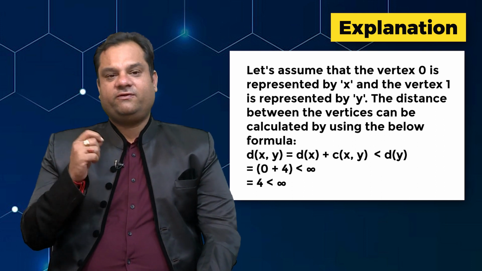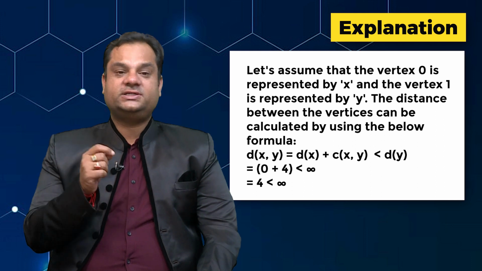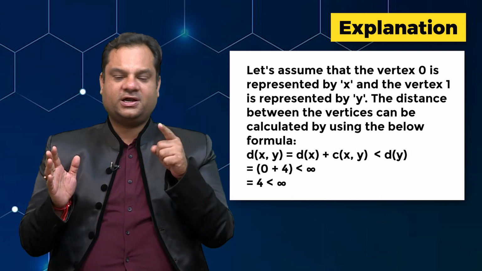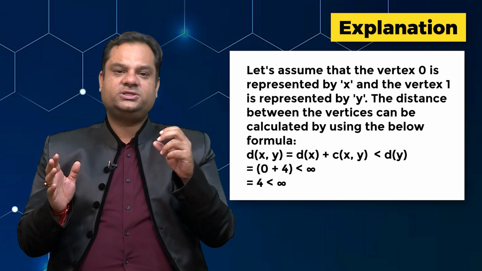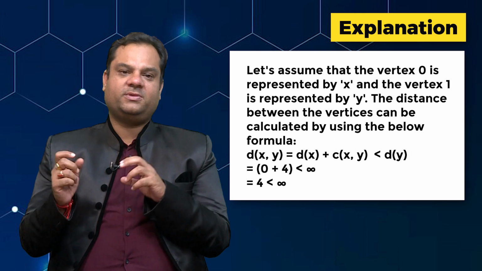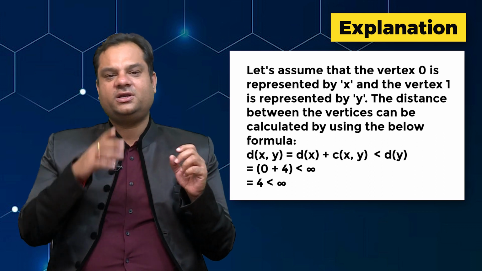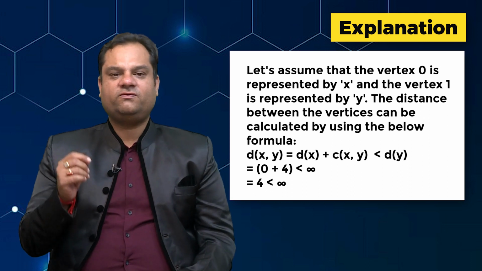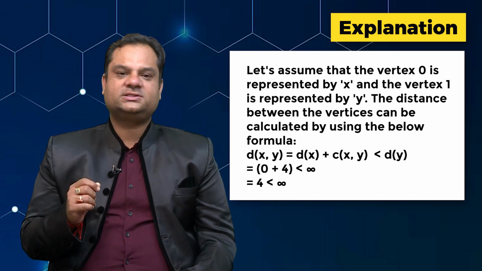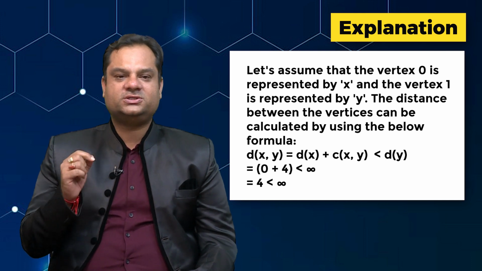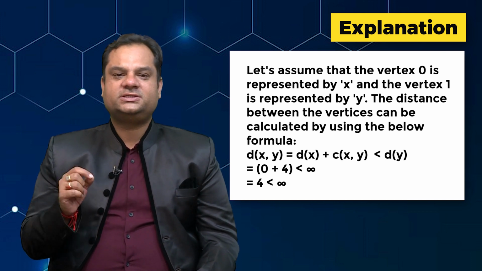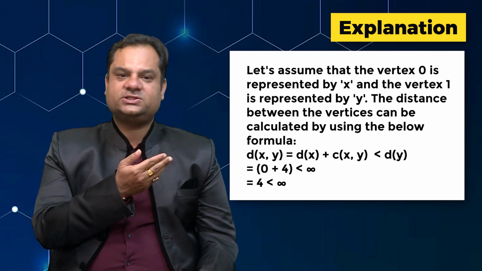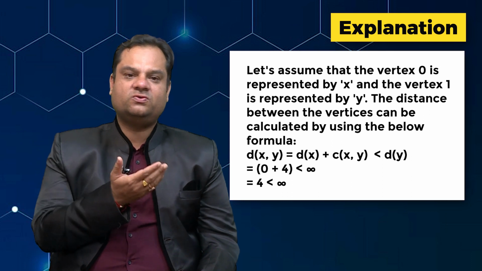We have to find d of y, the distance of y. Suppose there are two vertices, 0 and 1, in a graph, where 0 is indicated by x and 1 is indicated by y. We have to find the distance from 0 to 1. So, what is the formula to calculate that? We take d of x, the distance of x, which is 0, plus c of xy, which is the weight from vertex x to vertex y, that is, from vertex 0 to vertex 1.